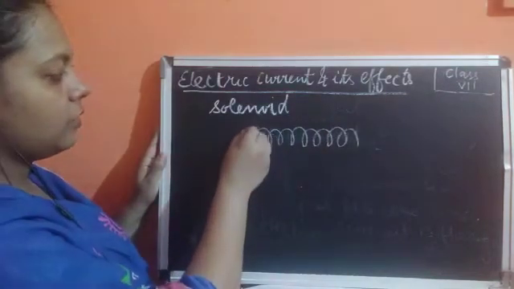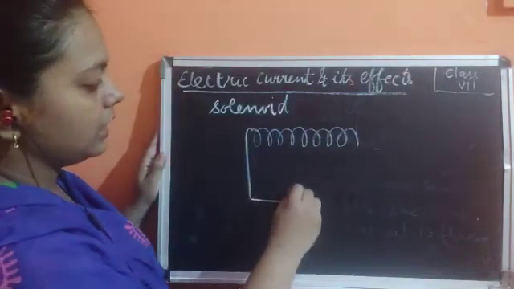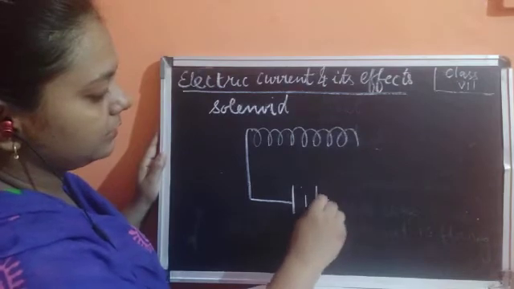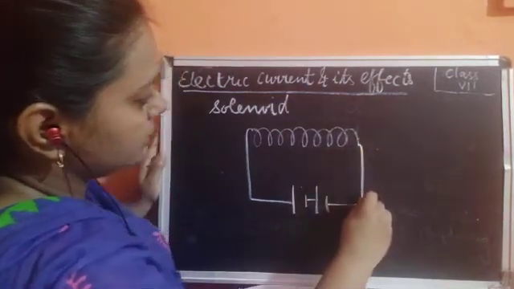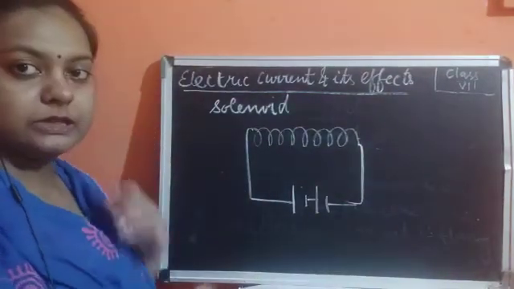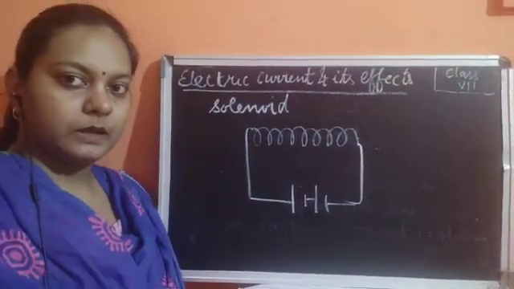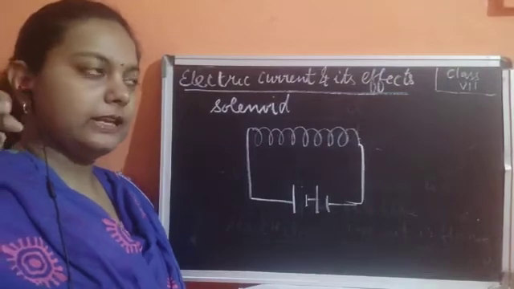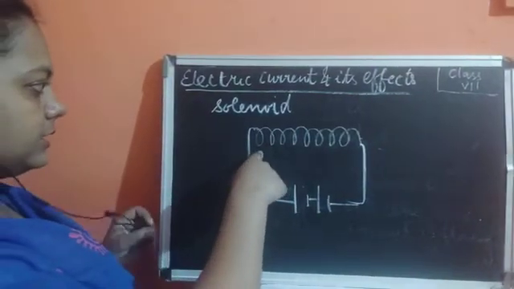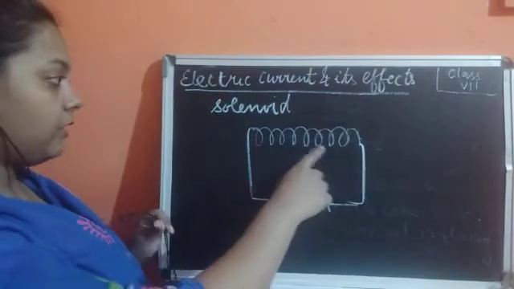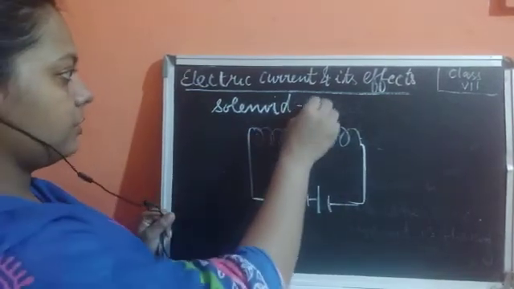Okay, so it is a coiled structure and this is connected with a battery, which is connected to a switch. So now what happens here, we have seen that this is a wire which is coiled in its structure. So the coil of wire is having a number of turns.